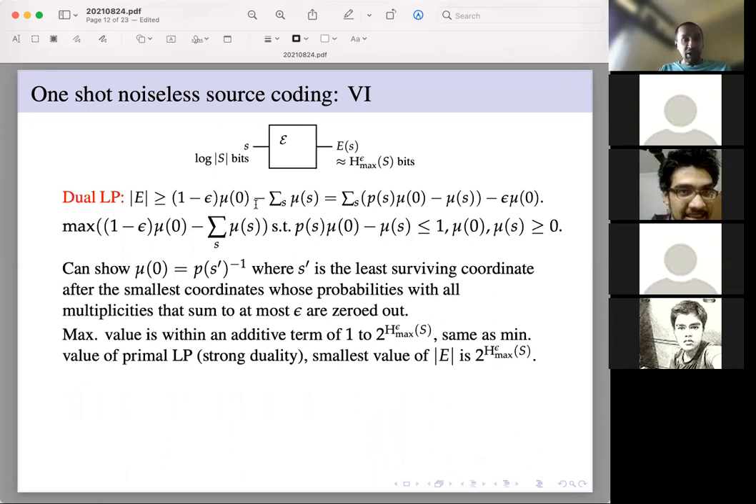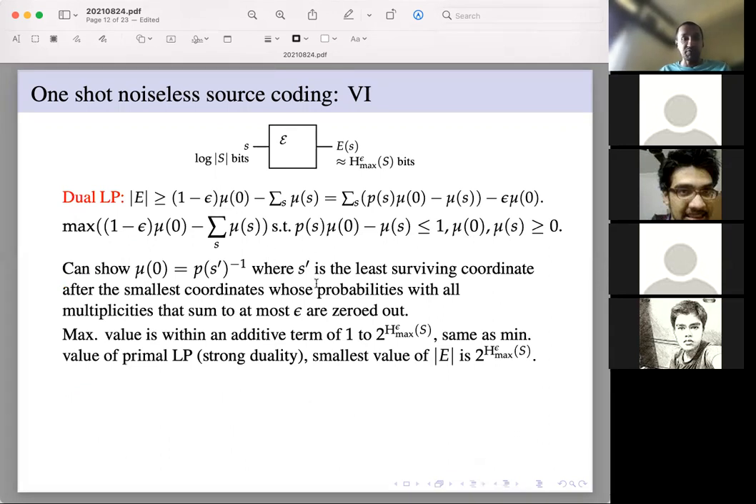So now the vector of unknowns is mu. So there is mu0 and then mu s. Okay, so the earlier vector was lambda, so there was a lambda for every s. Now there's a mu for every s, plus there is another mu called mu0.